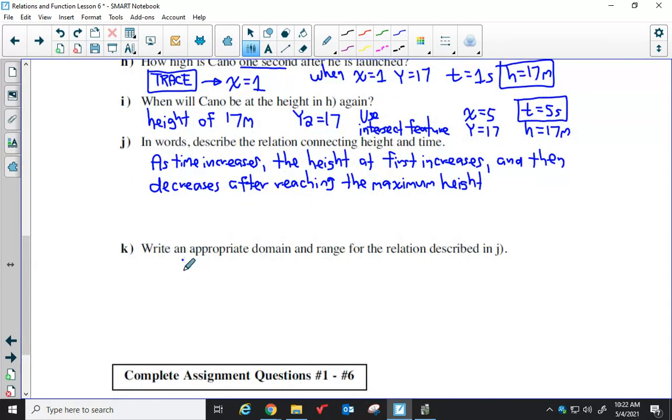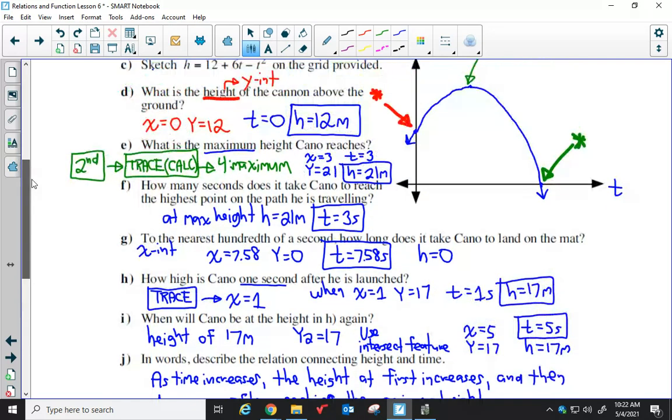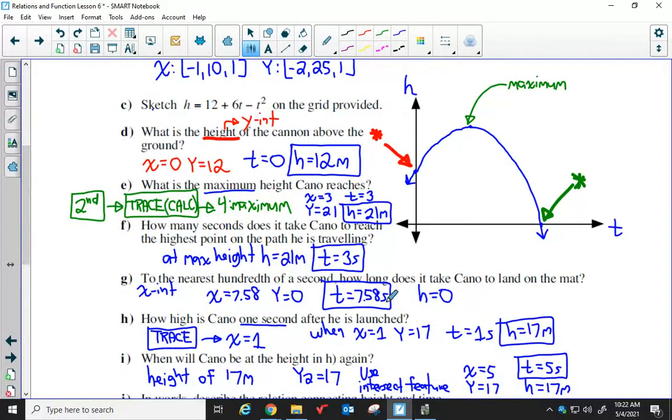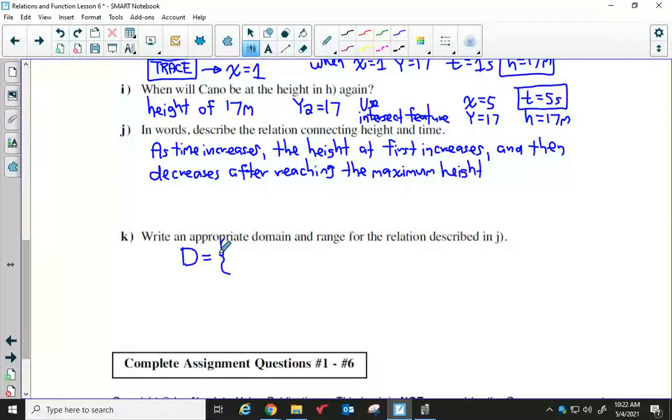Write the domain and the range. The domain is which time values are allowed. Time must start at 0 and it must end when the guy hits the mat. When he hits the mat, that was the x-intercept, and that was 7.58 seconds. So the way I'd write the domain is time must be greater than or equal to 0, but less than or equal to the time it takes for him to hit the mat, so less than or equal to 7.58. And in this area here, time can be any real number.